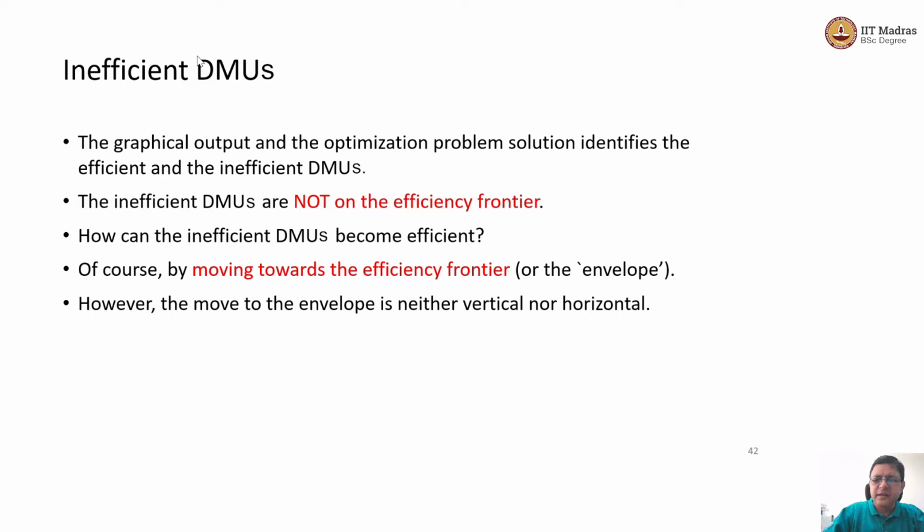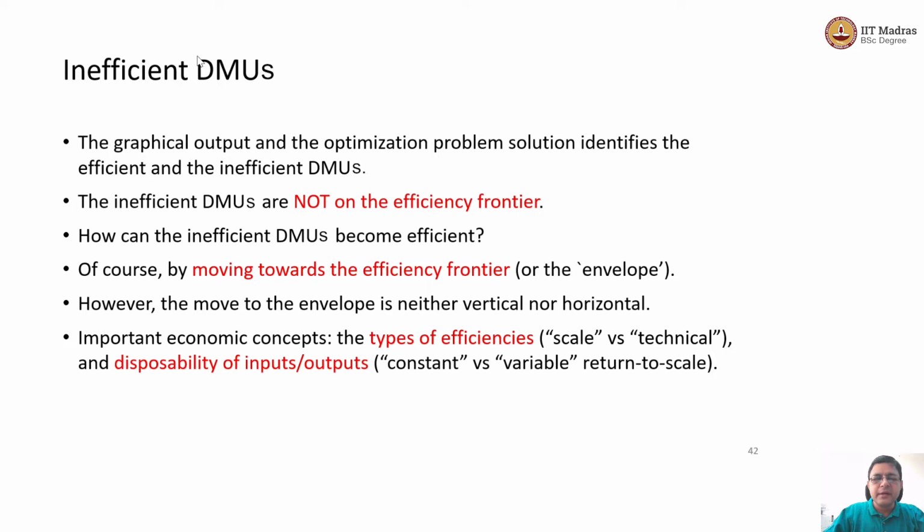Why is that? The reasons are once again technical. We have not gotten into the details of the economics of data envelopment analysis, so a lot of things we have skipped. There are things like scale efficiency, technical efficiency, and pure technical efficiency. SE is scale efficiency, TE is technical efficiency, PTE is pure technical efficiency. There are a lot of concepts that we have not discussed. For example, we have not even discussed disposability of inputs and outputs.